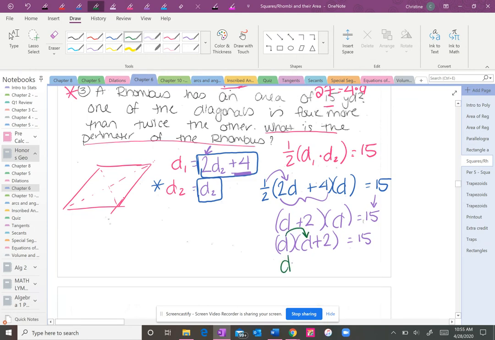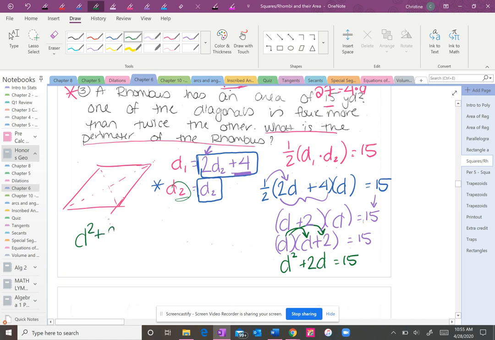That's D squared. Now, do you see why I got rid of the D2? It would have been very confusing. Plus D times 2 is 2D, and that equals 15. I see an exponent. That means I should be thinking in my head that it's time to factor.